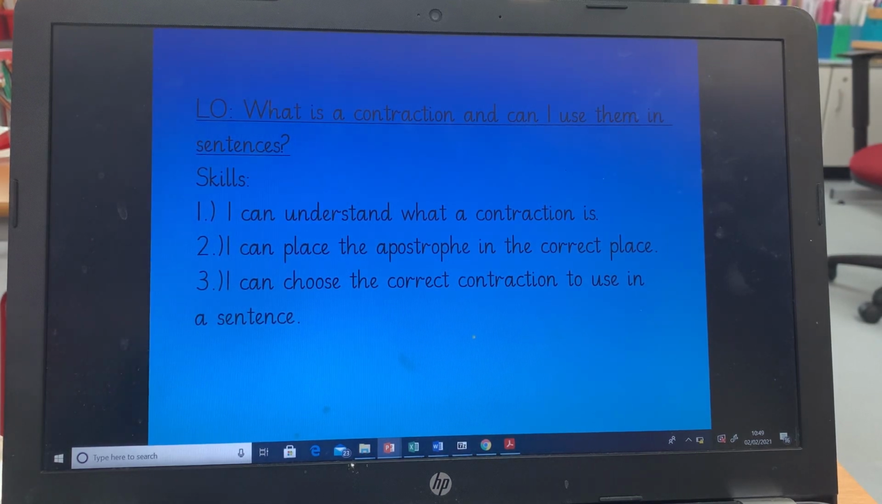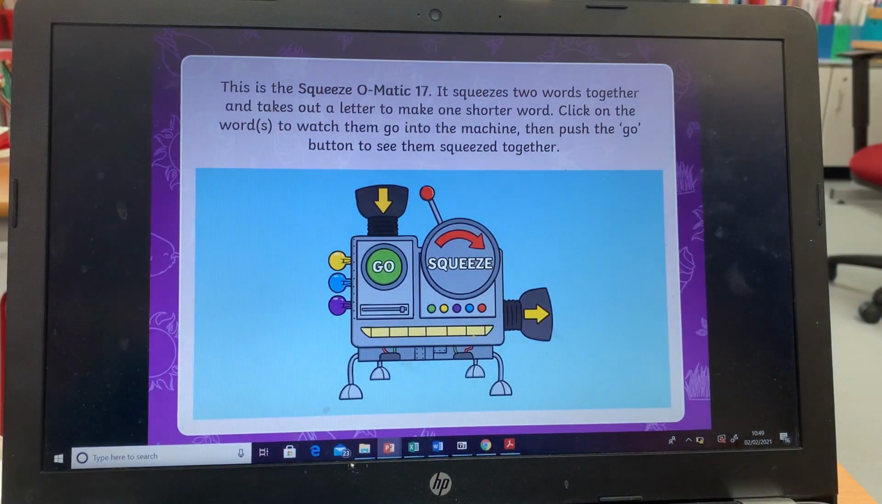Our skills: we're going to be able to understand what a contraction actually is, we're going to be able to place the apostrophe in the correct place, and we're going to be able to choose the correct contraction to use in a sentence. So this is the Squeezeometer 17.